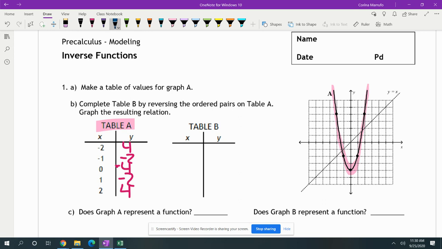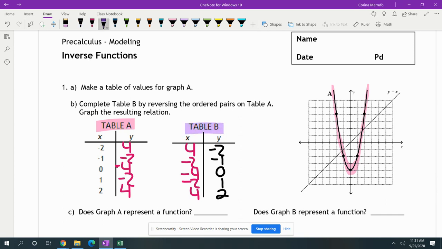So all we're doing is flip-flopping. So this is going to be 4, -2, -4, -2, and 4. And then we're going to take the x values. Our x values were -2, -1, 0, 1, and 2. And we're going to go ahead and graph table B.